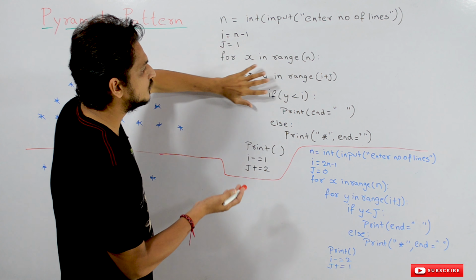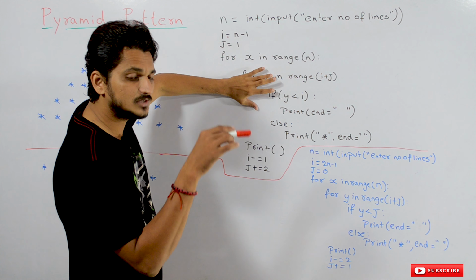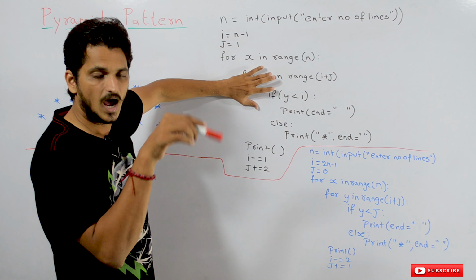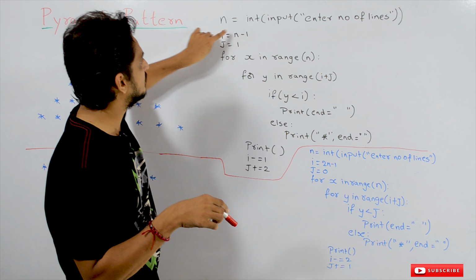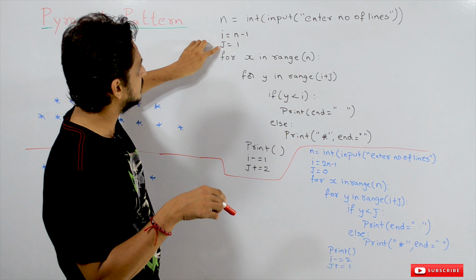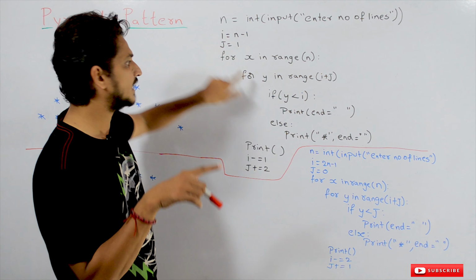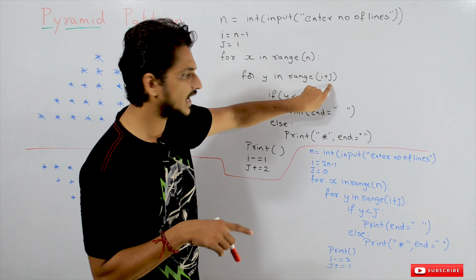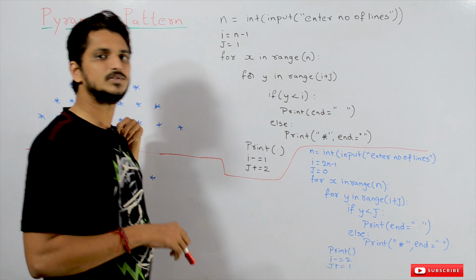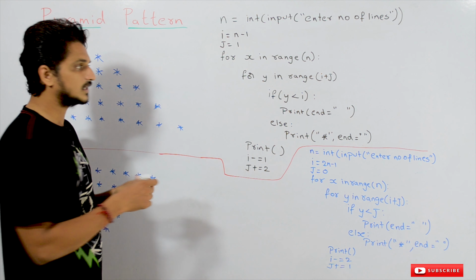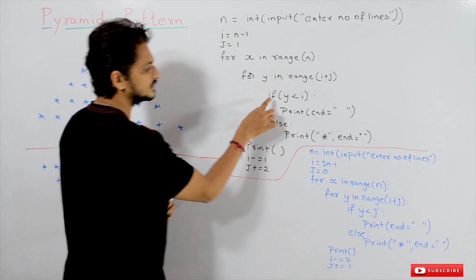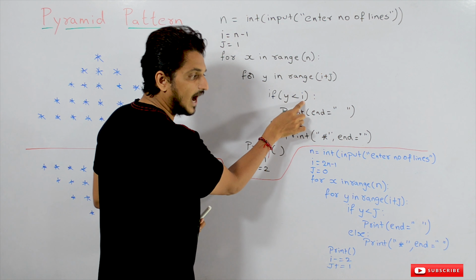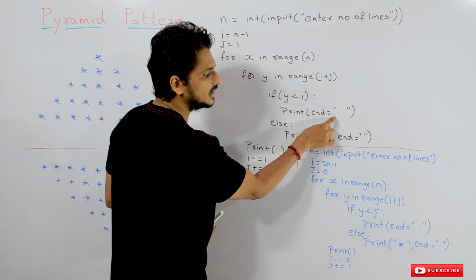In this we have to display the number of empty spaces. Each time we have to display empty spaces and stars. So the number of empty spaces is i, and the number of stars is j. That's why this loop has to be executed for i plus j times. That's the logic here. If this y value is less than i, we have to display an empty space.